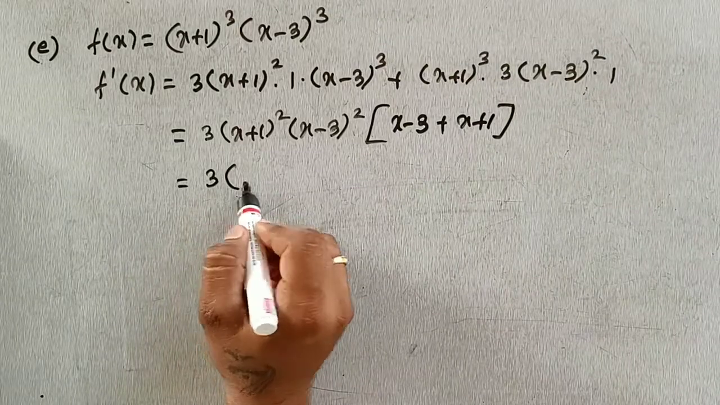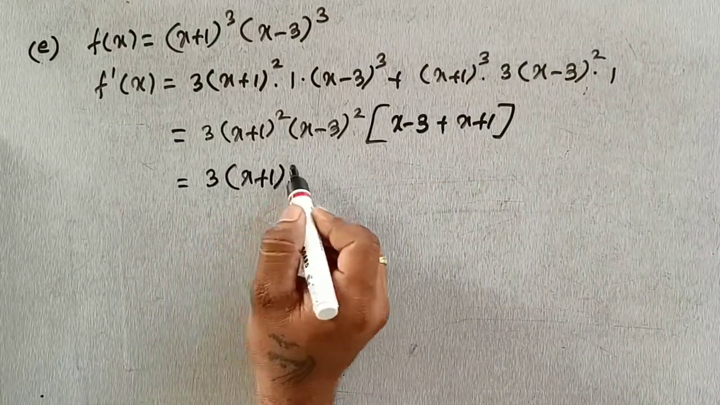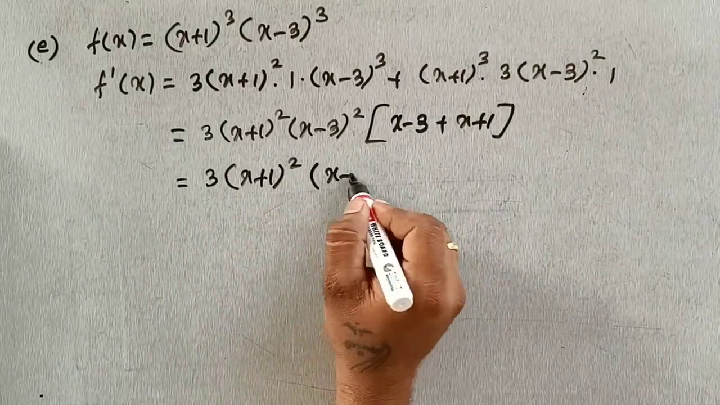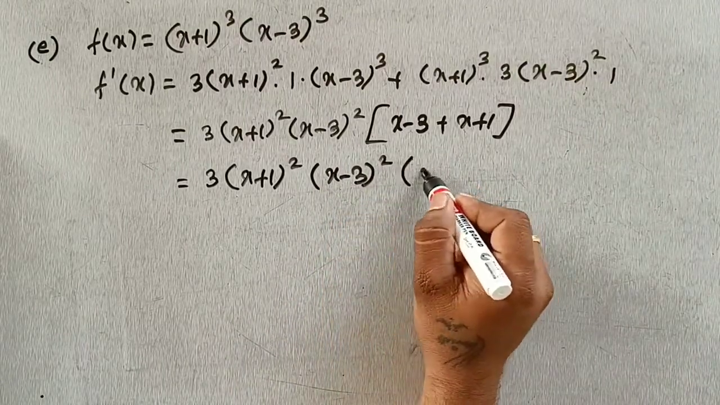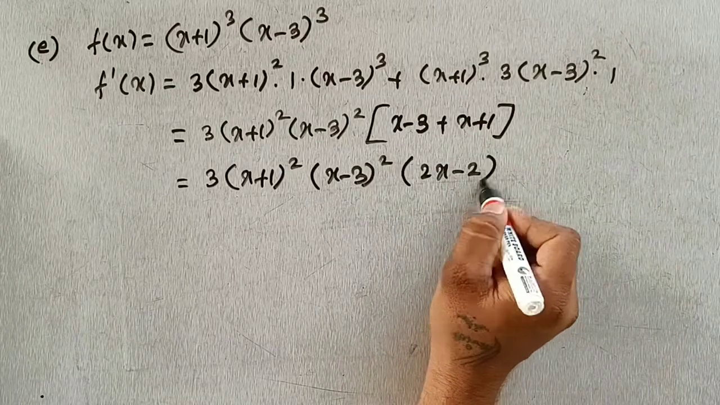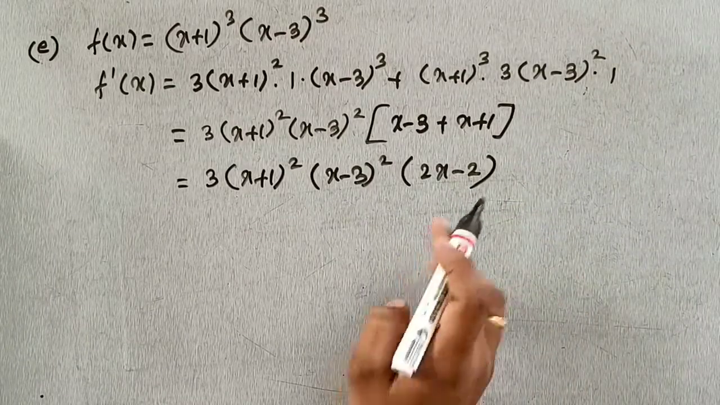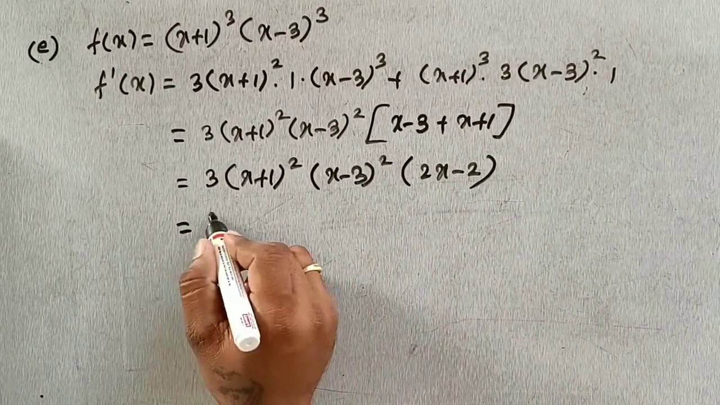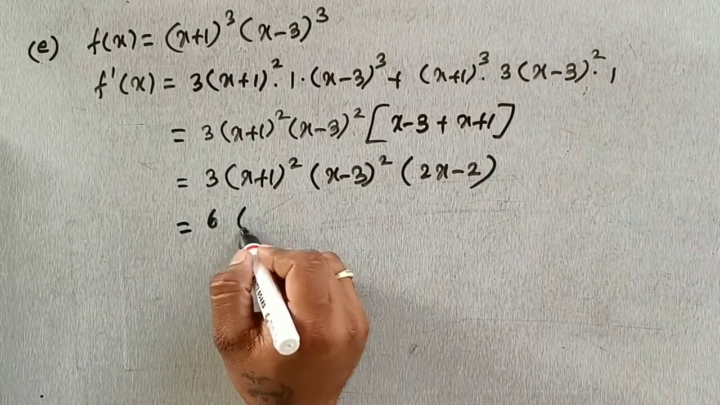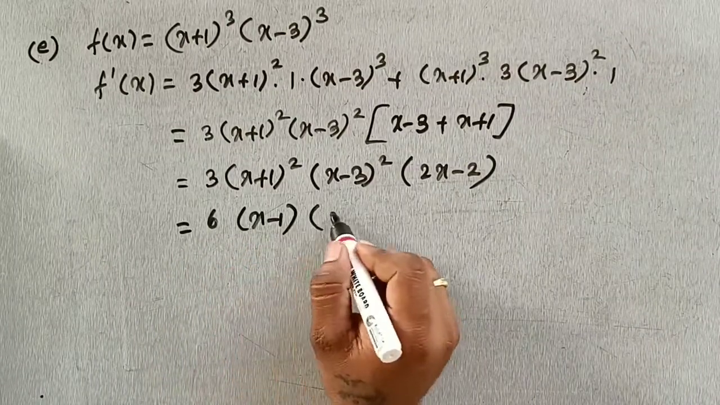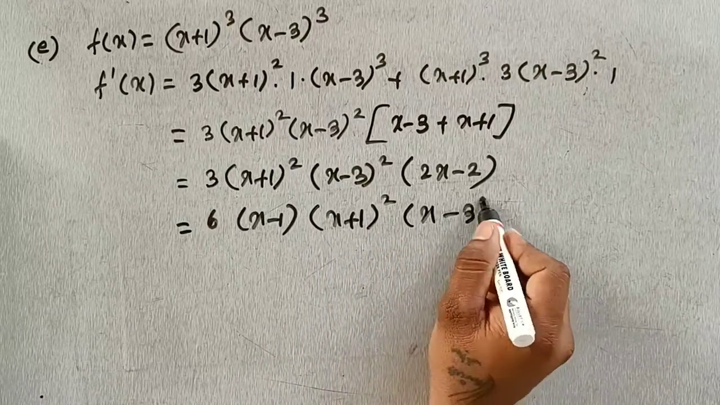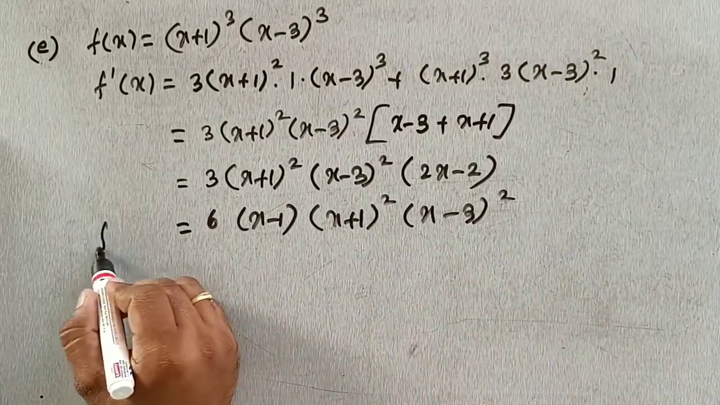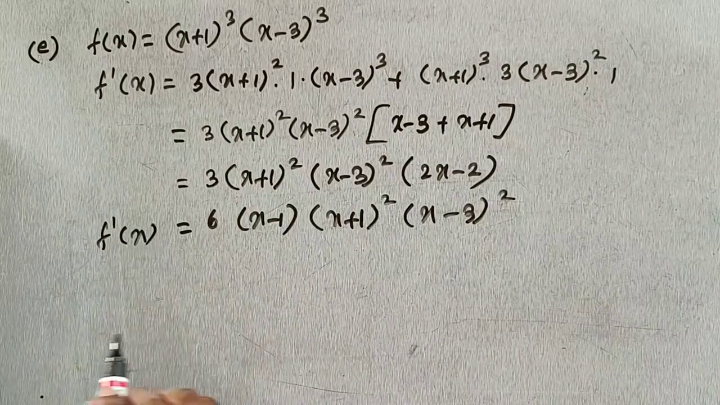So simplify that, we will get 3 times x plus 1 whole square, x minus 3 whole square, and this will come 2 times x minus 2. Here also we can take 2 common. So totally it will become 6 into x minus 1 into x plus 1 square into x minus 3 square. This is the value of f dash of x.